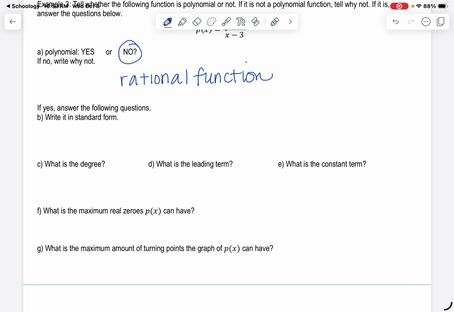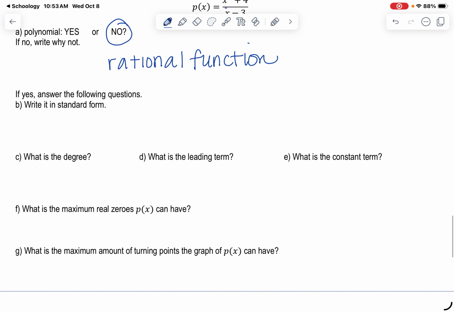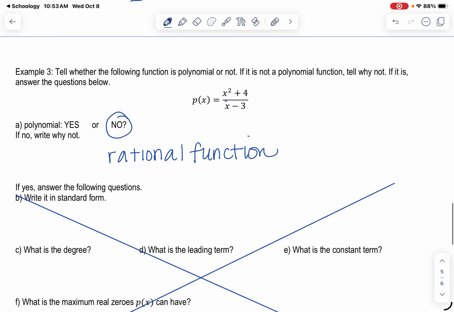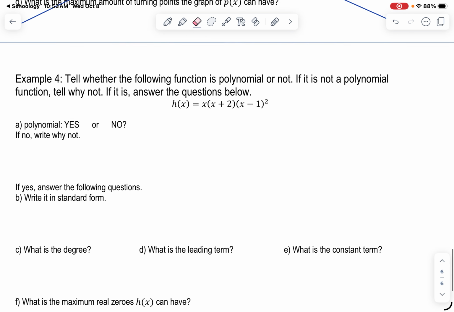Did I circle yes on the other one? Yes, I did. Okay. Do I have to write it in standard form? No, because it's not a polynomial. I can discuss the degree of the numerator and the degree of the denominator. The degree of the numerator is 2, the degree of the denominator is 1, but since it's not a polynomial, I don't have to answer any of those questions.